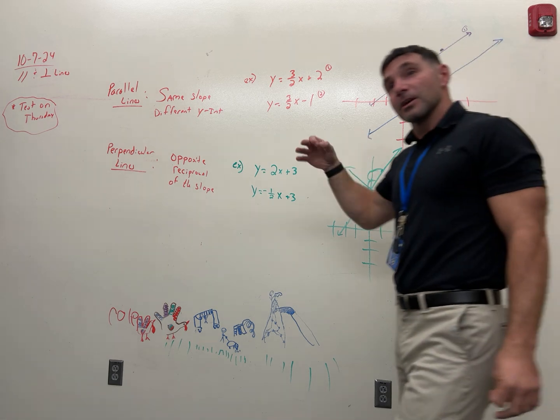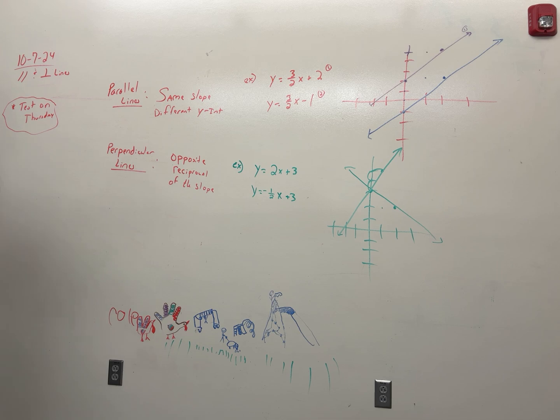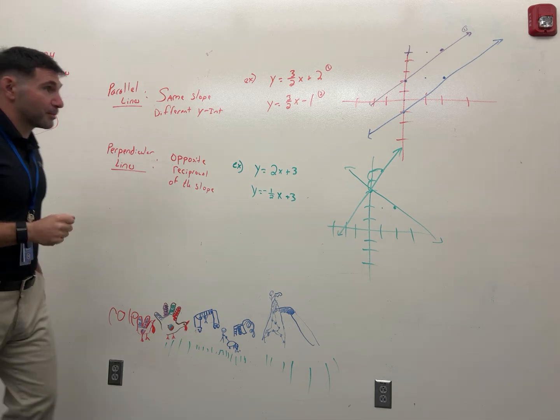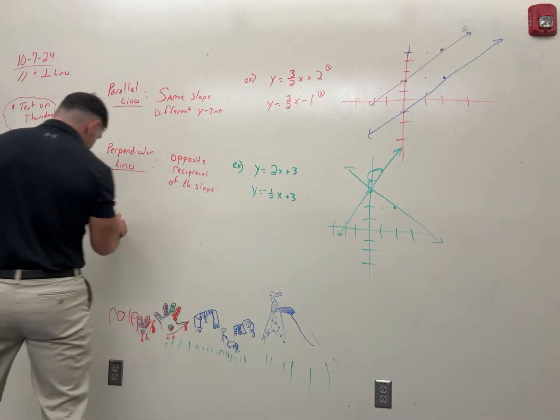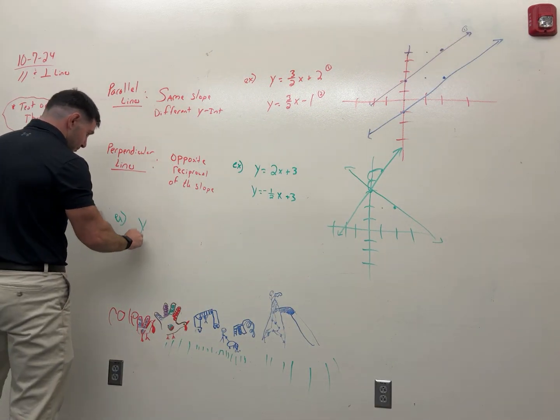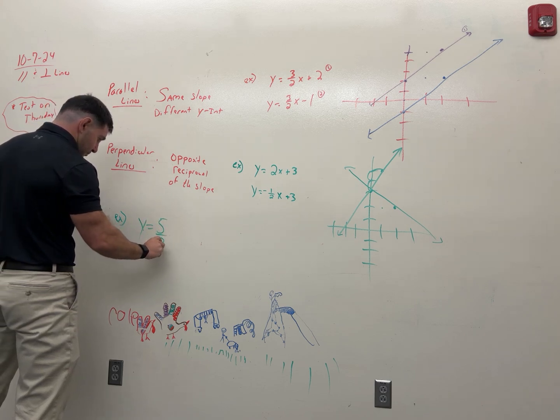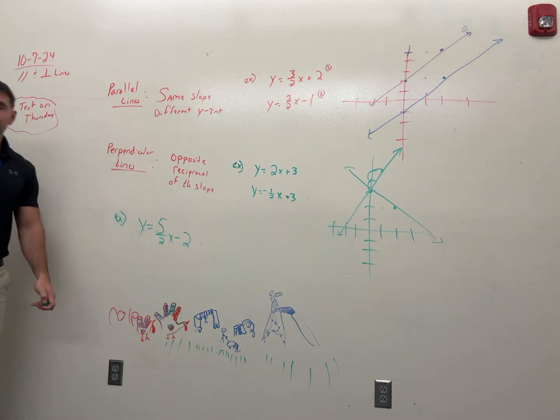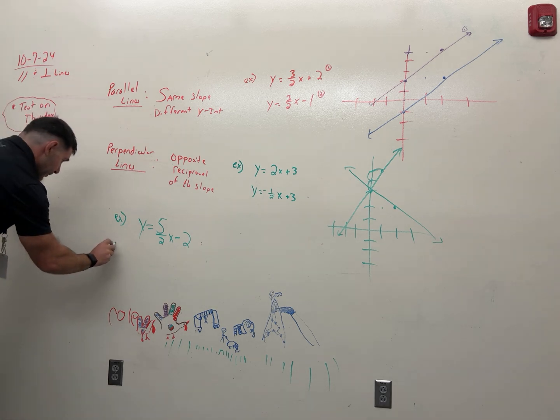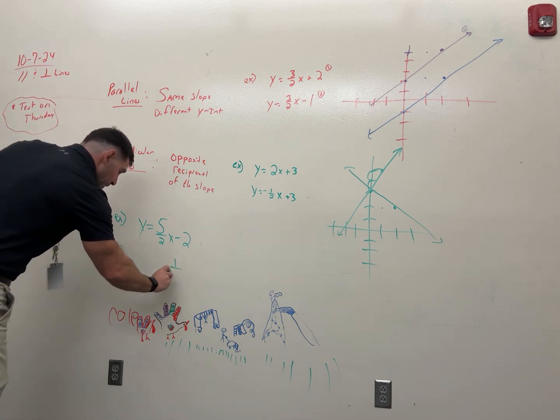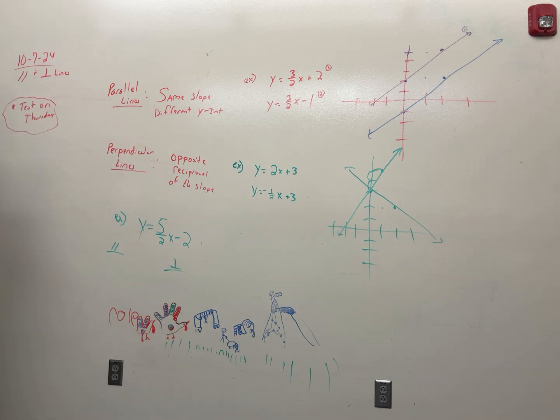Okay, the key here is all about slope. Parallel lines, the slope has to be the same. Perpendicular, opposite reciprocal. So, I just put my markers back. Let's do y equals 5 half x minus 2. Two things. I want a parallel line equation, and I want a perpendicular line equation. So write an equation that's parallel and perpendicular. It shouldn't take long.